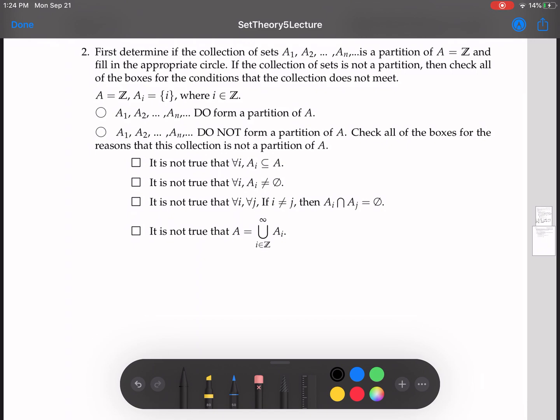let's write out some of the sets, like we did the last one. So let's see, A sub 0. Now there's an A sub i, where i is in Z, so there's going to be an A0, an A1, an A2, and so on. There's also an A negative 1, an A negative 2, and so on.